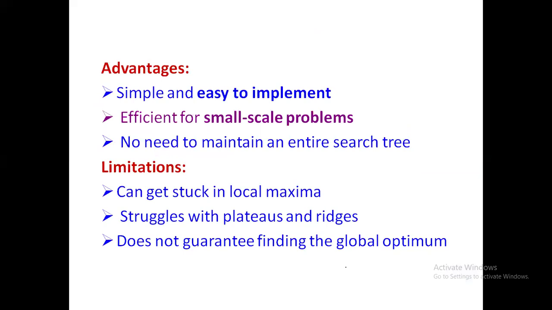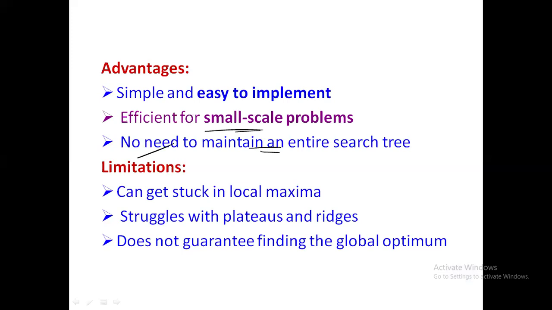Next, advantages and limitations of the hill climbing algorithm. Hill climbing is a simple and easy to implement optimization algorithm, making it a popular choice for solving various search and optimization problems. It is highly efficient for small scale problems where the search space is not so complex. One of its biggest advantages is that it does not require maintaining an entire search tree or graph, as it only keeps track of the current state, reducing memory usage and computational overhead.